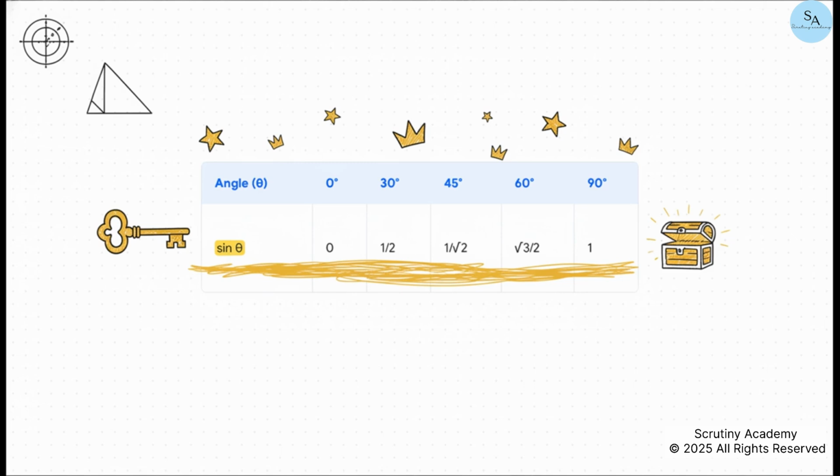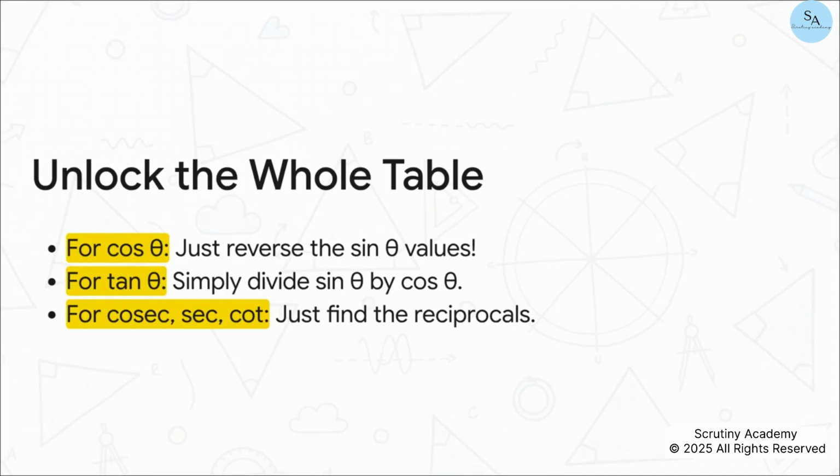That's your mantra. Say it, write it, whatever you need to do, because this one line is about to give you the answers to the whole table. Why? Because watch this. To get the values for cosine, you just take that sine row and write it backwards. To get tangent, you just divide the sine value by the cosine value for each angle. And for the other three, you guessed it, you just flip the fractions. It's like a domino effect, all from that one row.